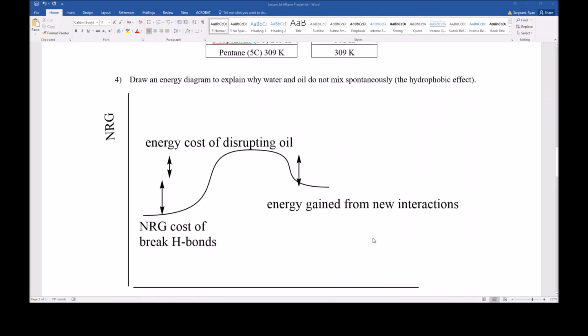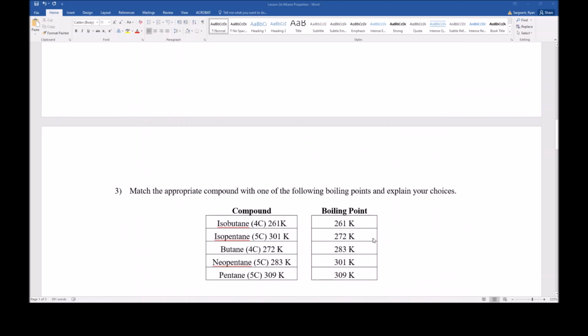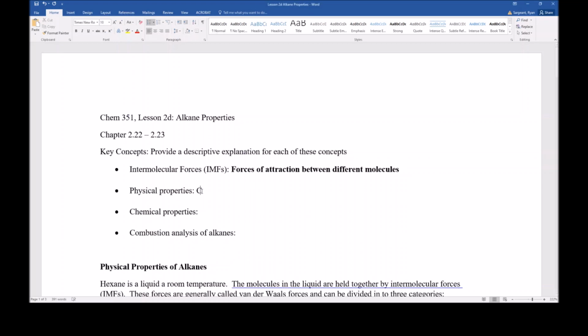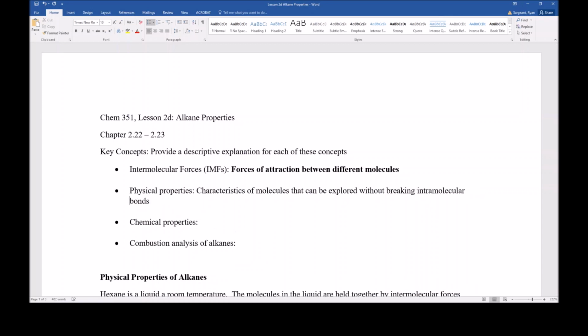All of these different features that we've talked about so far are called physical properties. And physical properties are characteristics of a molecule or molecules that can be explored without breaking bonds. And the type of bonds specifically are intramolecular bonds. These are the covalent bonds and the ionic bonds that hold the thing together. Covalent and ionic bonds. Okay? And so these are the physical properties.